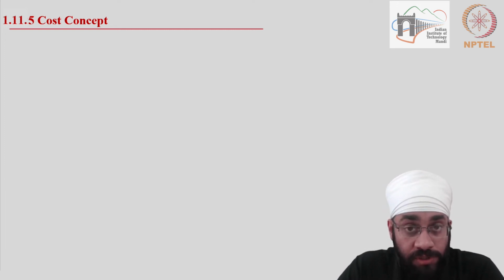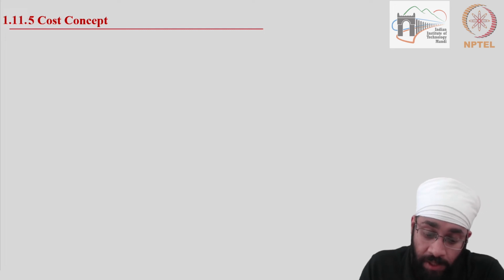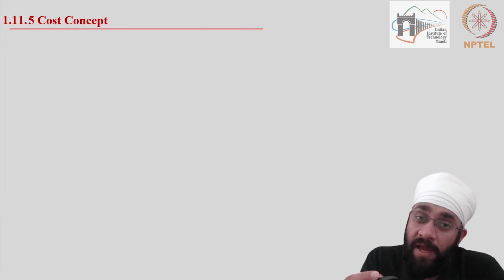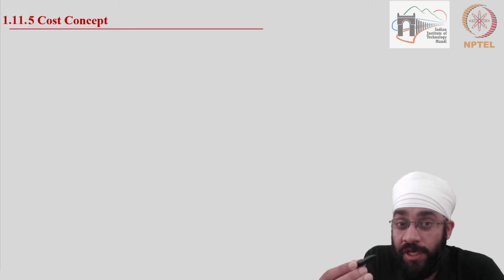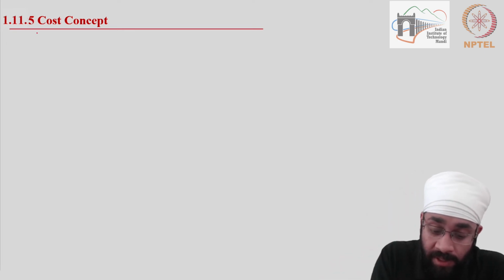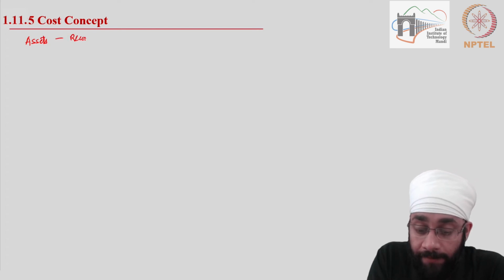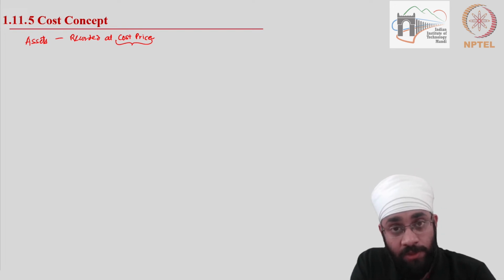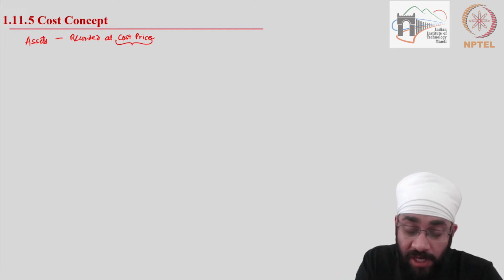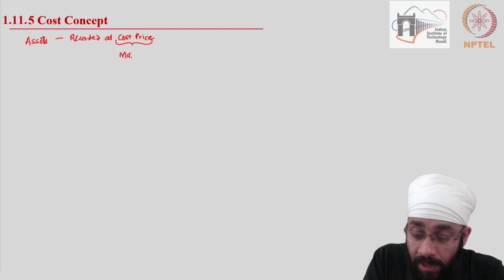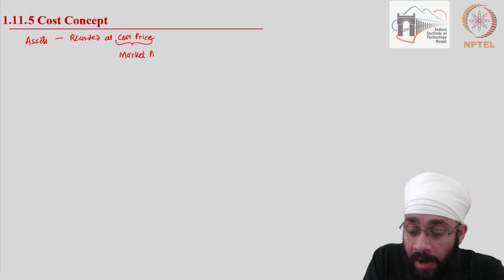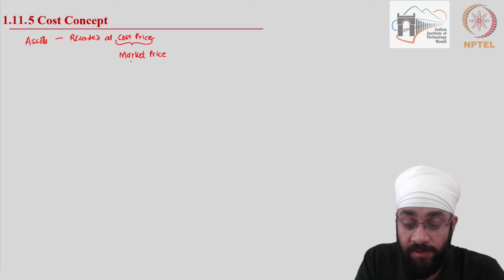It is called cost concept. What does it mean? Now, cost concept means that all the assets which are purchased by the business, and you very well know what assets are, the assets are going to be recorded at their cost price. Now, the question is, if not cost price, what else? Is there another price which can be there? Well, yes, there can be another price which can be a market price. Now, what is this market price?